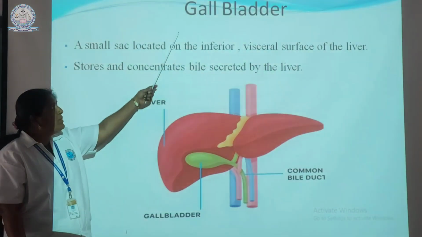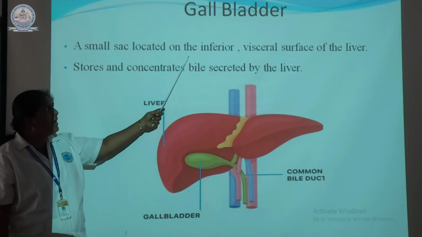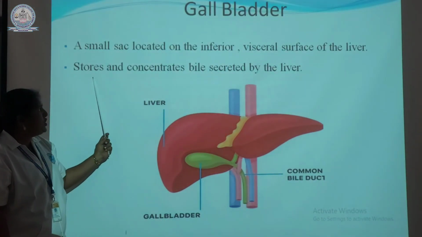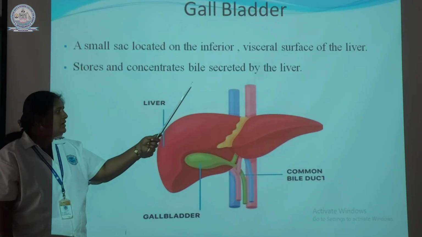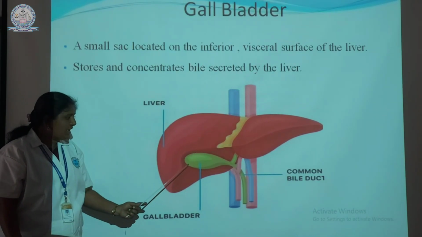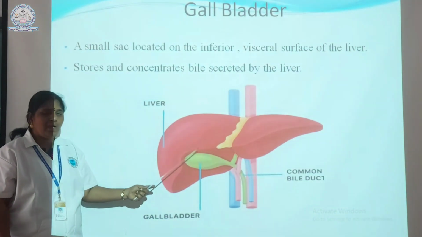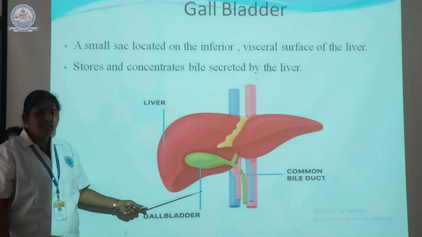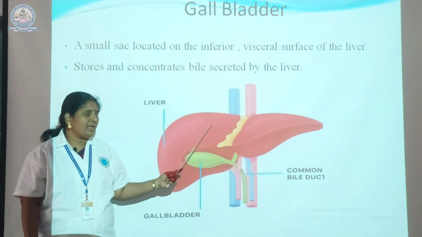Next one is the gallbladder. The gallbladder is a small sac located on the inferior visceral surface of the liver. It stores and concentrates bile secreted by the liver. This is the liver, right lobe and left lobe. This is the gallbladder. The gallbladder is only a storage organ of the bile. The liver only secretes bile and the gallbladder is the storage organ of the bile. Bile is important for fat digestion.